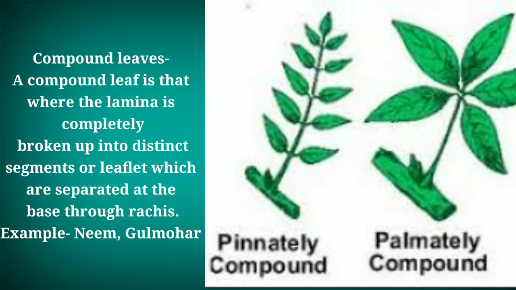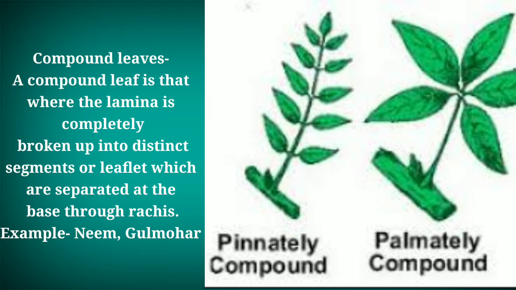The compound leaves are again divided into two types, that is the pinnately compound and the palmately compound leaf. The pinnately compound leaves are borne laterally on an elongated axis called the rachis, which represents the midrib of the leaves. So that we have already discussed. And as the leaflets look like that of the pinna, it is pinna shaped. Therefore, it is called the pinnately compound.